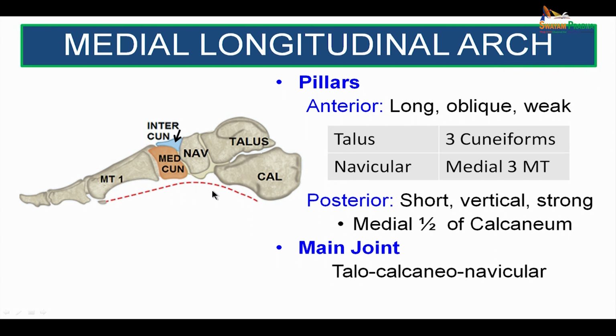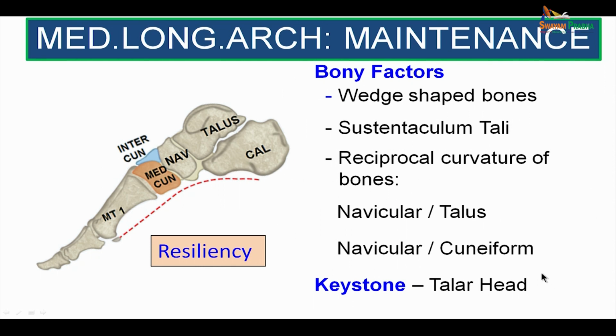The main joint of this arch is the talocalcaneo-navicular joint. Coming on to the bony factors that maintain the medial longitudinal arch. It is the wedge-shaped nature of the bones, so much so the pointed end or the narrow end of the bone lies towards the plantar side and the dorsal part of it is formed by the broad end of the bone. So, all this helps in maintaining or aligning the structure as such.